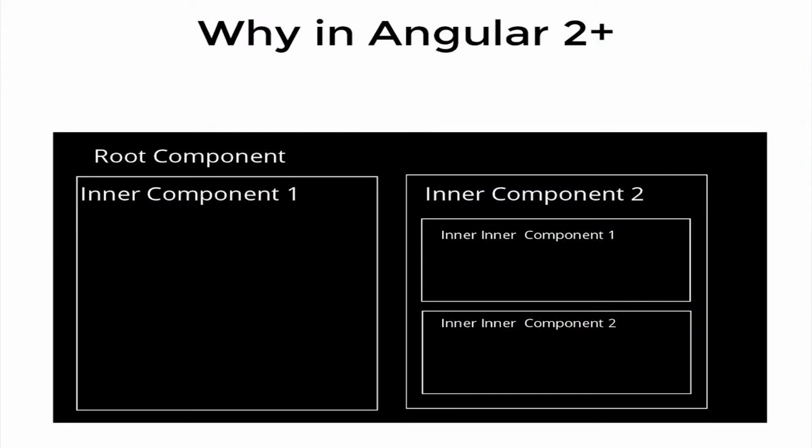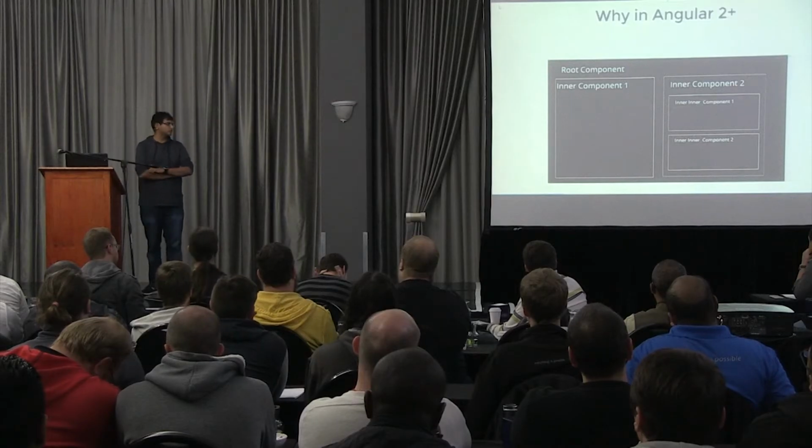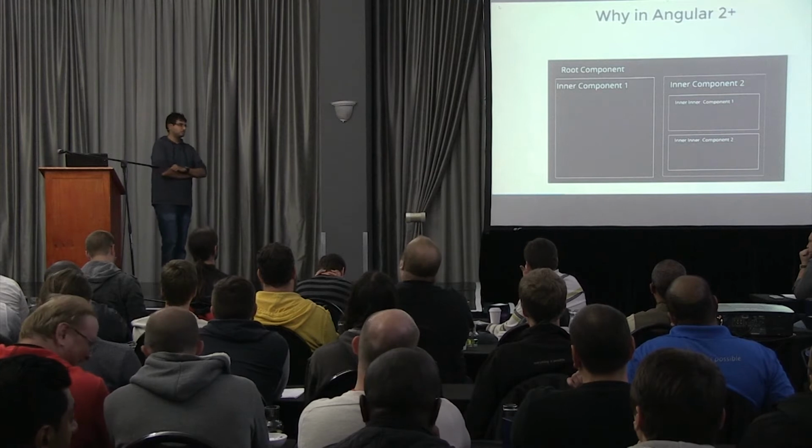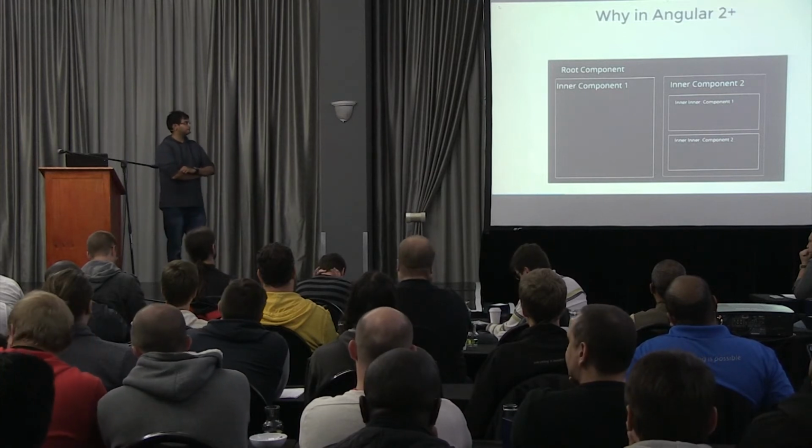So why do we want to use such a pattern in Angular 2? With Angular 2, we have a lot of components, and you probably have a root component, and then within there, inner components, and many other inner components. And one of the problems is that rendering these components every time there's a data change might be expensive.